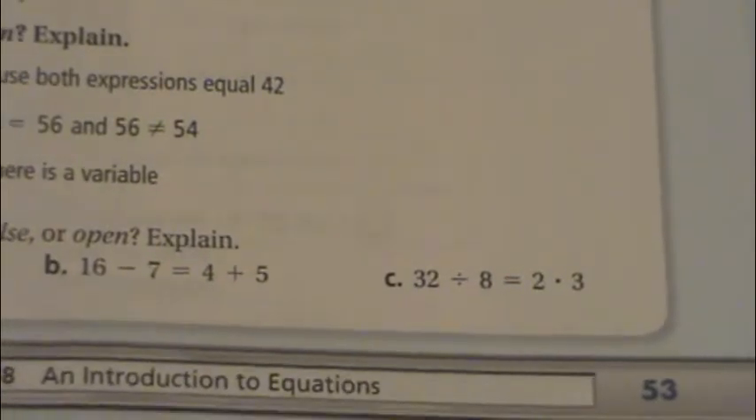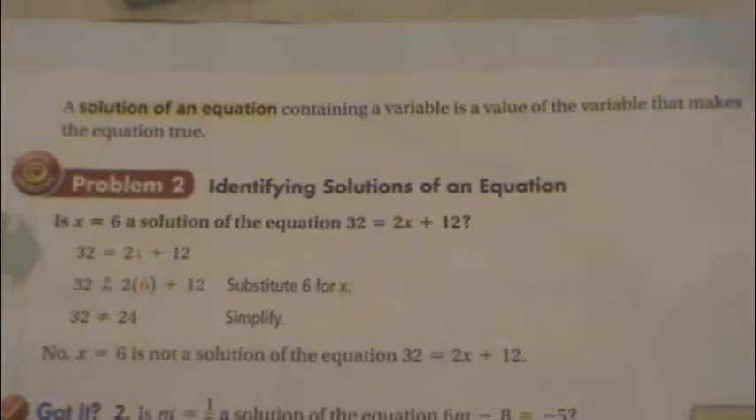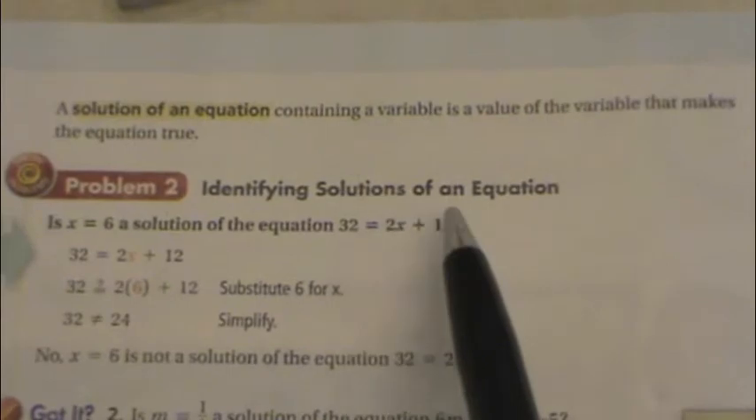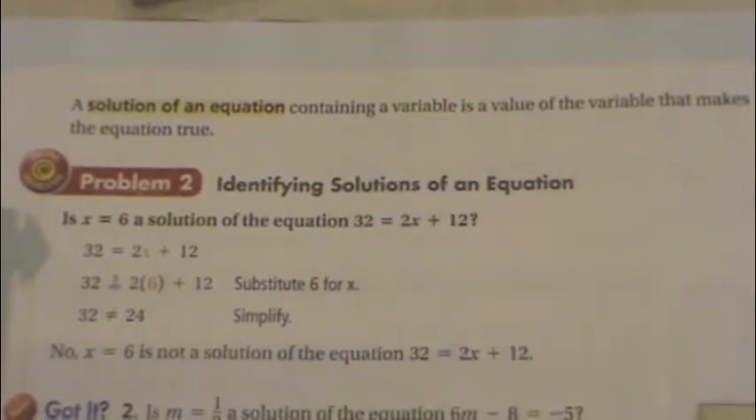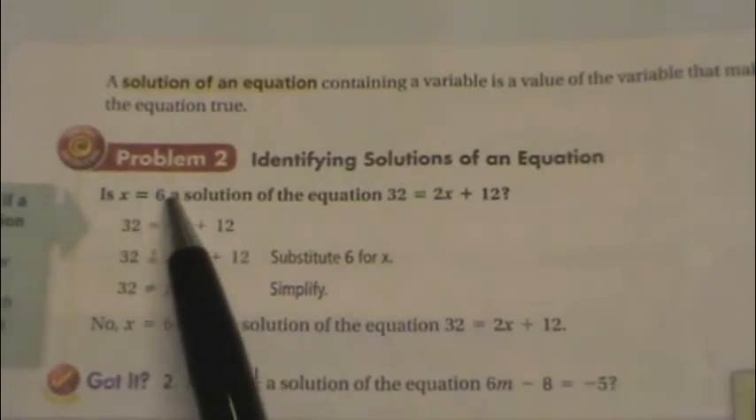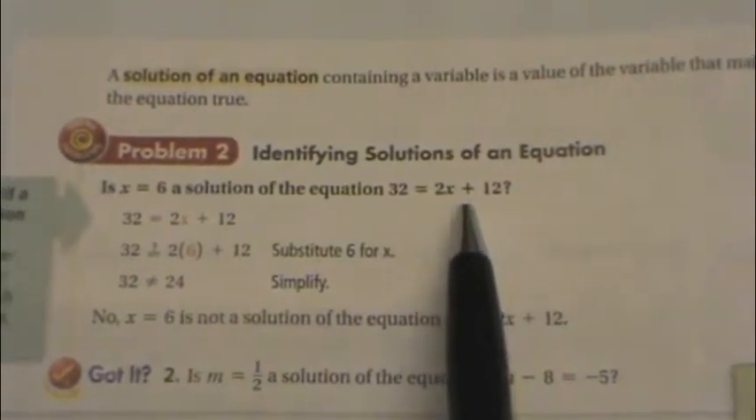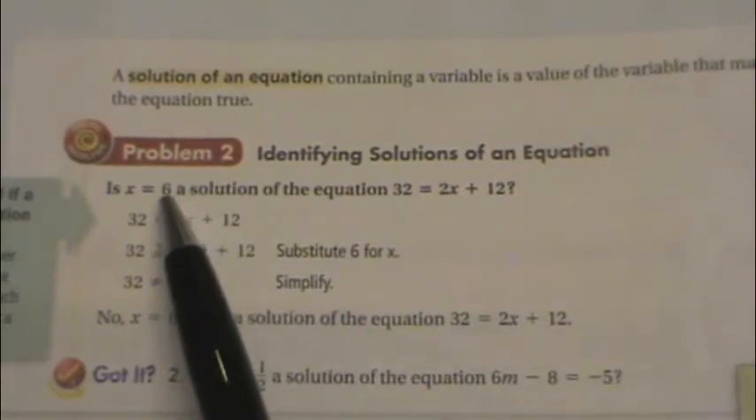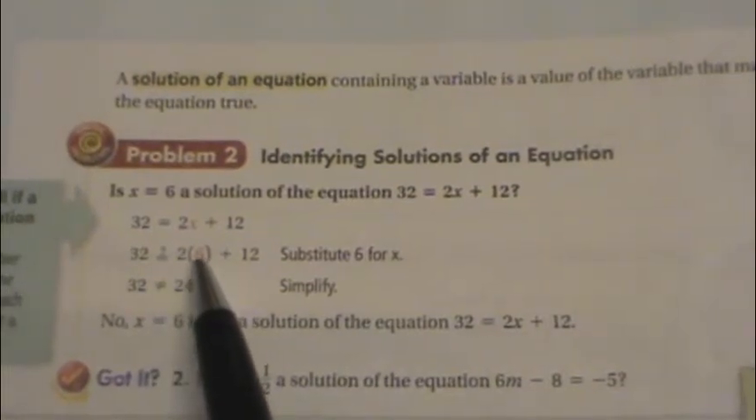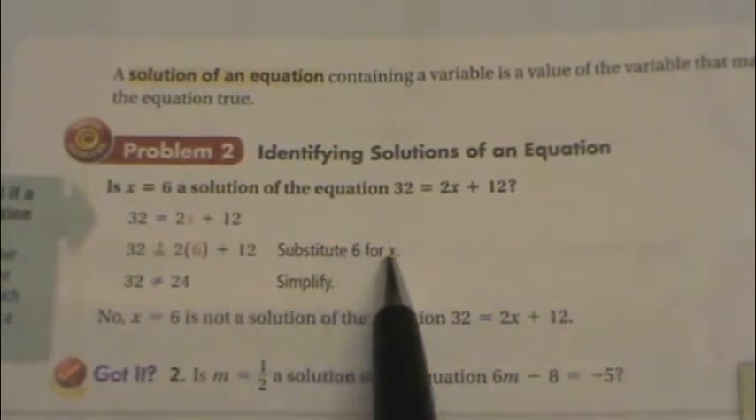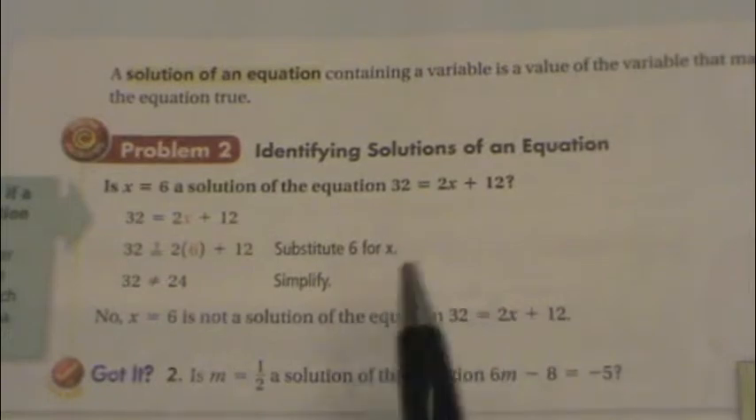Turn the page, page 54. Problem 2. Identifying solutions of an equation. What's a solution of an equation? Remember, this is the definition where I said, duh, solution is what makes it right, what makes the equation true. Is x equals 6 a solution of the equation 32 equals 2x plus 12? Well, try 6 out wherever it says x. Does 32 equal 2 times 6 plus 12? The word we use is substitute, 6 for x. 32 does not equal 24. No, x equals 6 is not a solution.